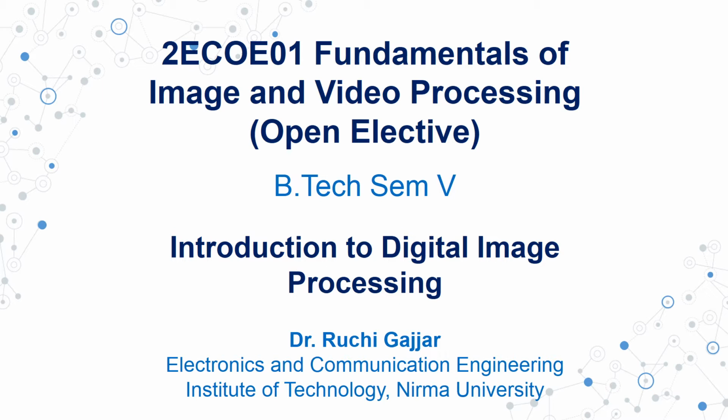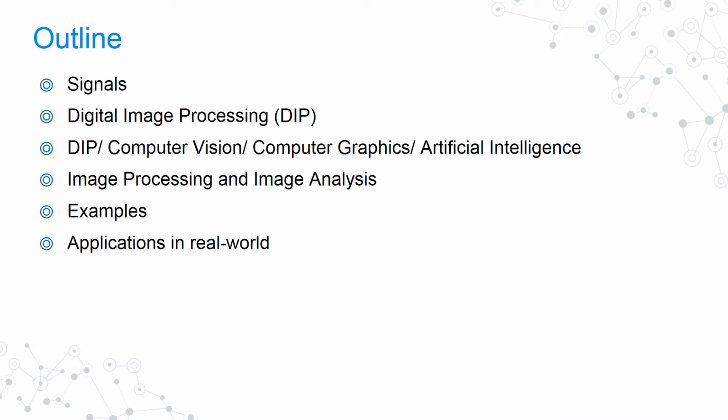Last class we had seen the course overview, the structure of the course, the evaluation methodology and the reference resources for it. Today we're going to start with the basic fundamentals of digital image processing. The outline of the lecture is that we would be taking a look at signals, one dimensional, two dimensional, three dimensional. We'll see and understand what we mean by digital image processing.